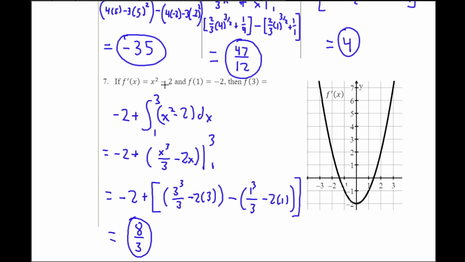For this type of problem, you have a starting point, f of 1 is equal to negative 2. If you add the integral of the derivative from the start point to the end point, that gives you the change in the original function, which is this area from 1 to 3, and that gives you the new value, what f of 3 is equal to.